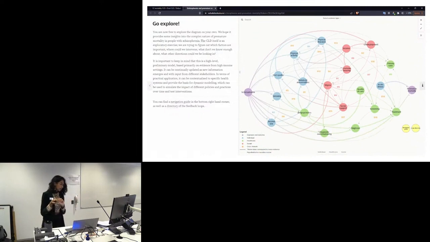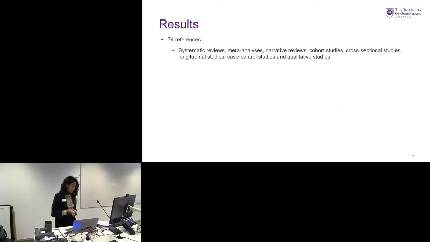And then you're free to explore the diagram, and reminded that the CLD itself is an exploratory exercise. We're trying to figure out which factors are important, where we could intervene, what we don't know enough about, and what other directions we should be looking in. So I included a total of 74 references in that diagram for the supporting evidence for the variables and connections, encompassing a range of study types.